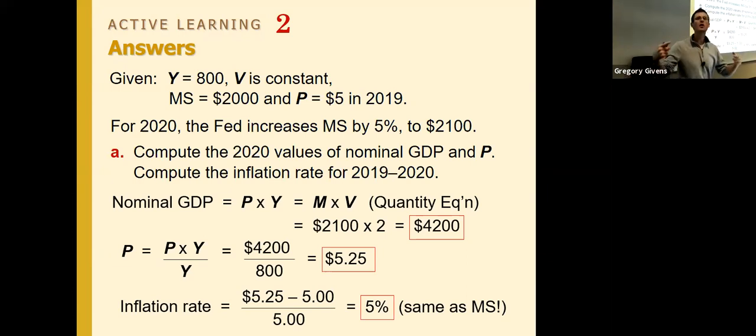And just like we saw in the graphical version of this same type of problem, where a doubling of the money supply caused the price level to double, here a 5% increase in the money supply causes the price level to go up by 5% as well.